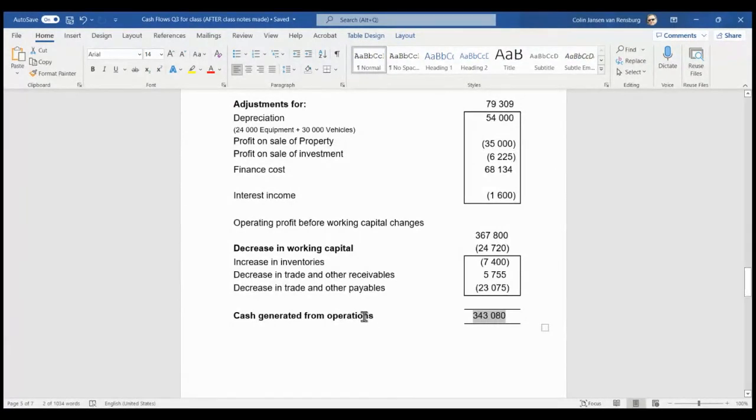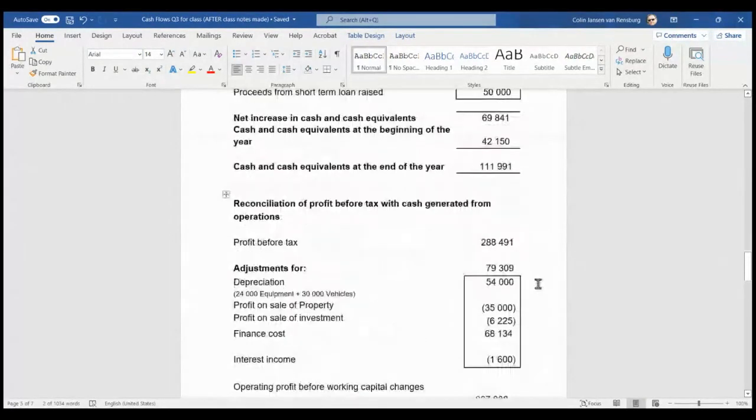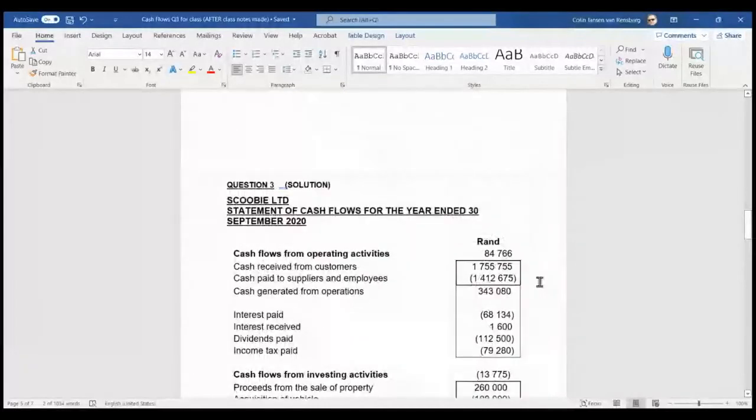So the cash generated from operations and the figure 343,080, we can now copy. We take it over to the main body of our statement of cash flows. There it is, right? There it is, same description, cash generated from operations, amount 343,080.